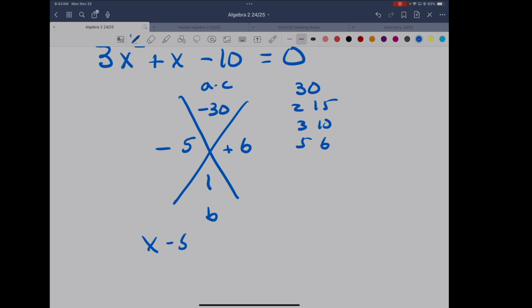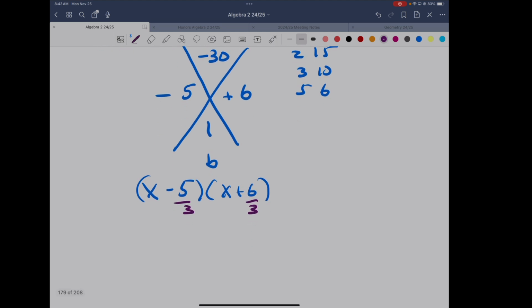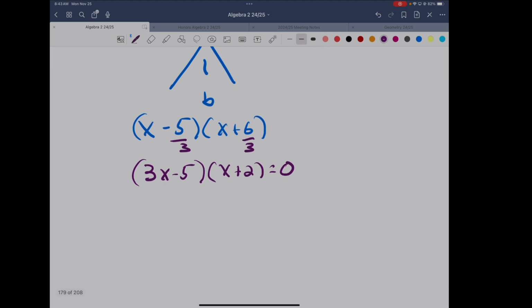So that's x minus 5 and x plus 6. But that doesn't work because that gives me x squared. So remember, you have to divide this by your a value. So when I rewrite this, that's 3x minus 5 because 5 over 3 doesn't reduce. And that's x plus 2. Go ahead and finish it off now using the zero product property. Find the solutions using the zero product property.